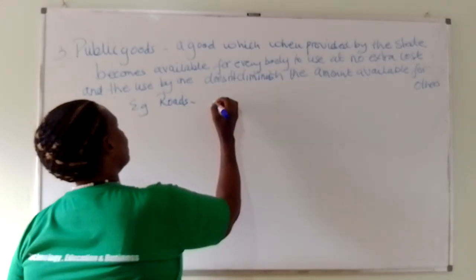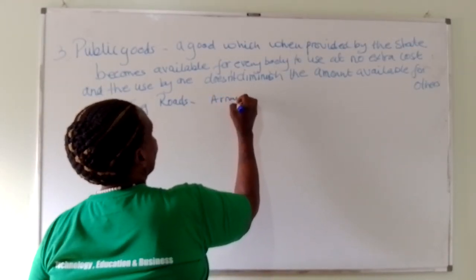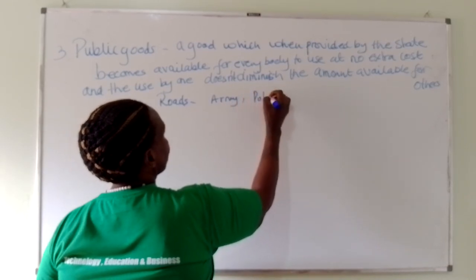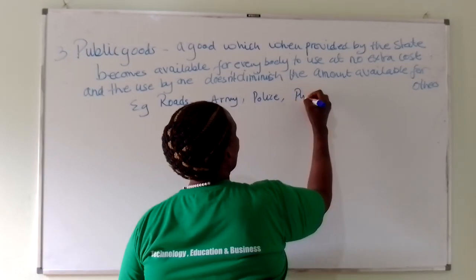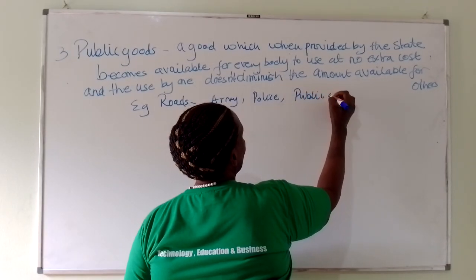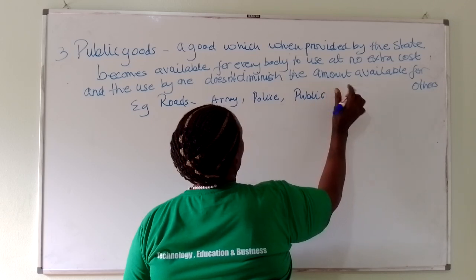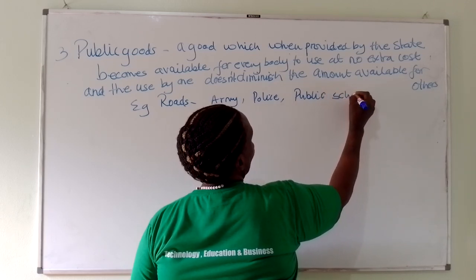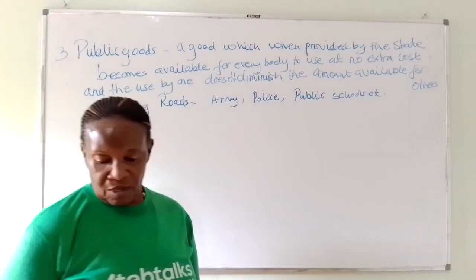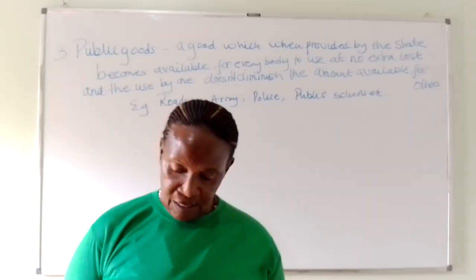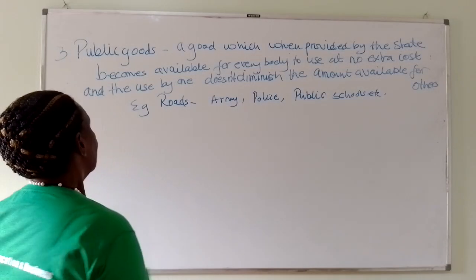So we have roads, we have the army, we have the police, we have the public hospitals. All those are public what? Public goods. Public schools and many other examples. And in this case, they also have features that we can use to identify them.